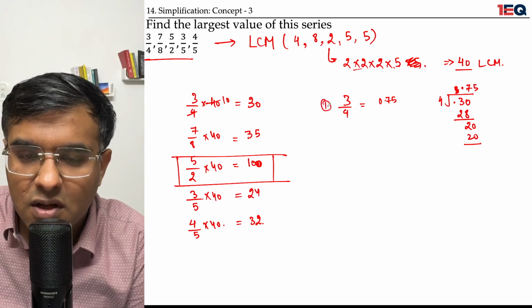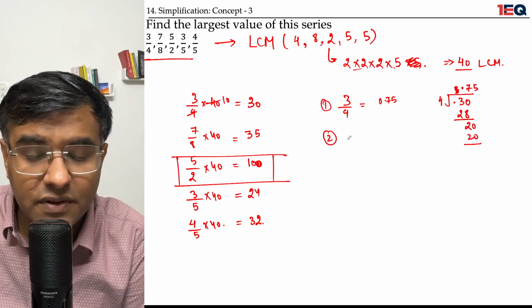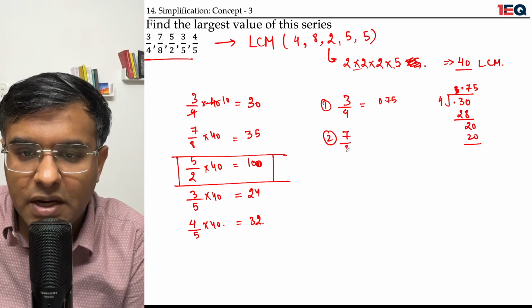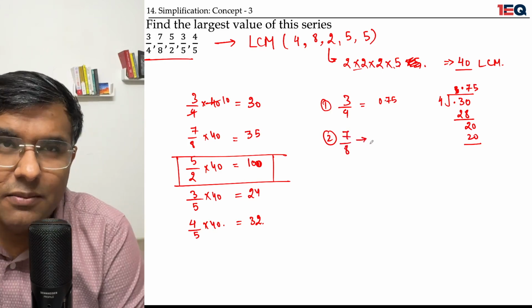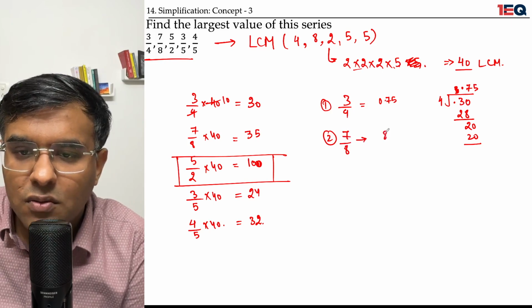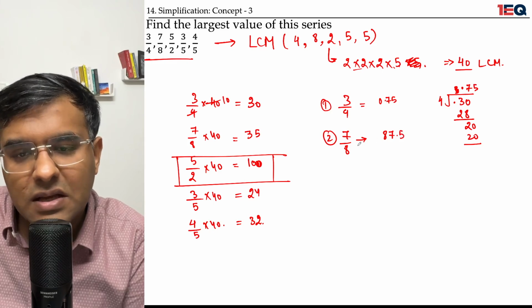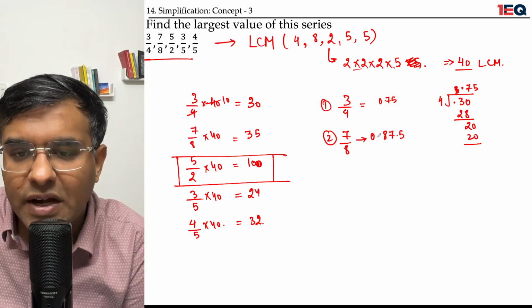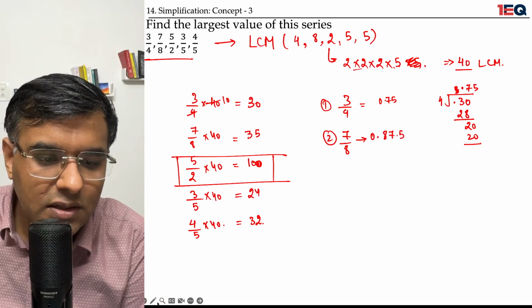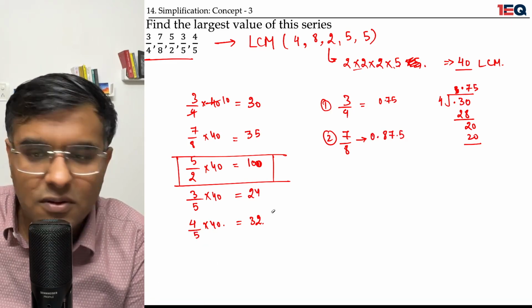This is the first fraction. Then you have 7 by 8. 1 by 8 is nothing but 12.5, so 87.5 is the output of this, or rather 0.875. I should talk about it that way.